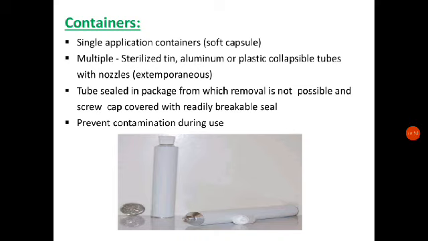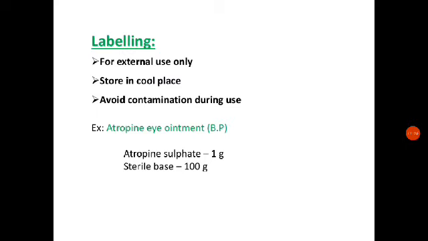Then this is the container, which is a collapsible tube for a single application. If it is for multiple applications, tin or aluminum or plastic collapsible tubes with nozzles are preferred. And the tube is sealed in packages from which removal is not possible, and it is also covered with unbreakable seals, etc. Labeling similarly: for external use only, store in a cool place, avoid contamination during use, etc. One such example is atropine eye ointment BP.